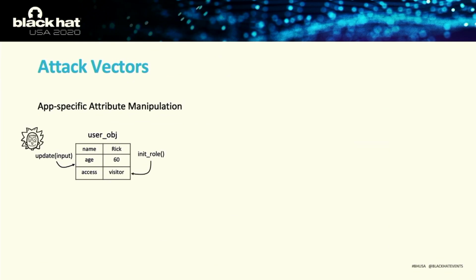We call the first one app-specific attribute manipulation. This one is for manipulating certain internal properties defined by the applications themselves. Such internal properties are supposed to be initialized and managed by some internal functions, and they usually represent certain internal states of the programs. As shown in the picture, the init role is an internal function that is responsible for managing the access right of the user object. However, with HPA, attackers can propagate a conflicting name property into the user object, and thus control the internal states.